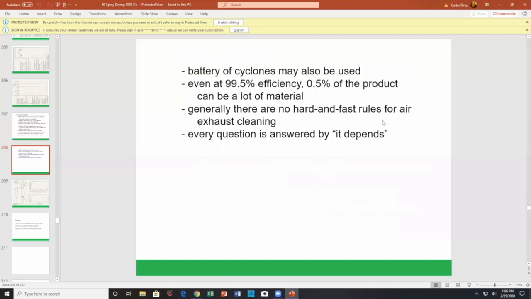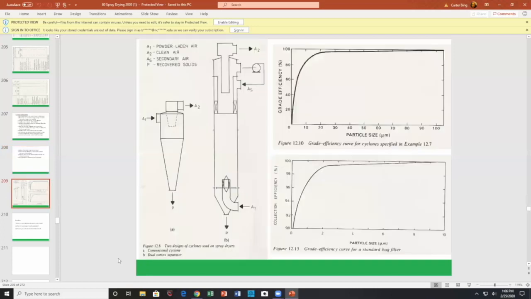Generally, there are no hard and fast rules for air exhaust cleaning. My favorite answer to every engineering question: it depends. If you take a look at engineering questions, they're usually underspecified. There are always further questions. And the answer to all engineering questions is, it depends. And when you say it depends, it makes you look profoundly smart, right? Oh, this person knows something. He's going to give me options. So you run down through the options.